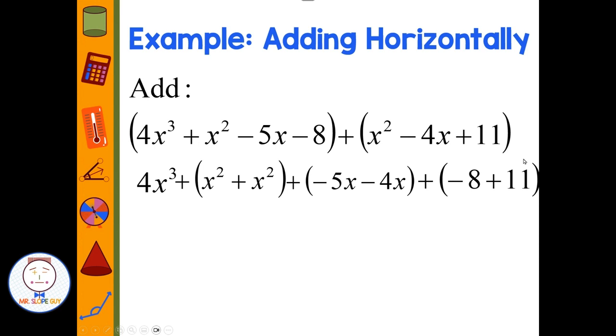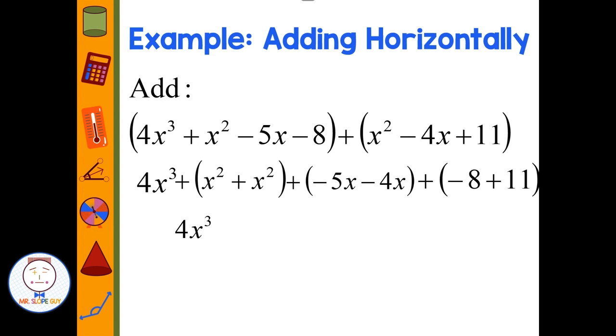In this step, you might want to do it the first couple times, and then after that, you're probably going to realize you could do most of this step in your head without writing anything down. So if I look at my highest degree, that 4x to the third, there was nothing to combine or add with that. It's just 4x to the third.